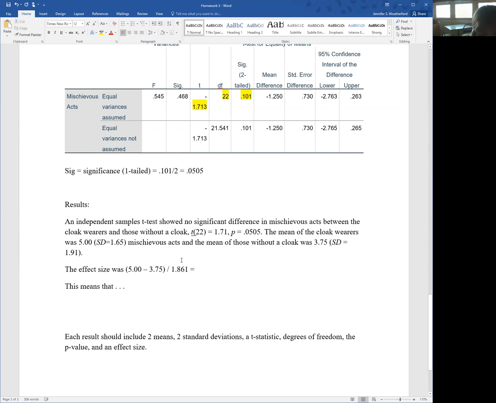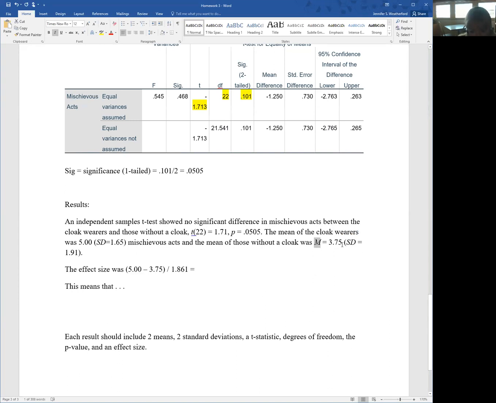Anytime we use an abbreviation for statistical figures, we need to put it in italics. So notice I've got SD here in italics. I don't have mean in italics because I did not use the abbreviation. If I wanted to put here M, the abbreviation for mean, equals, then I would also need to put it in italics. But you don't have to include the M here because it's a little redundant. I've already told you the mean of the cloak wearers was 5. And the mean of those without a cloak was 3.75. And we'll come back to this over and over again.